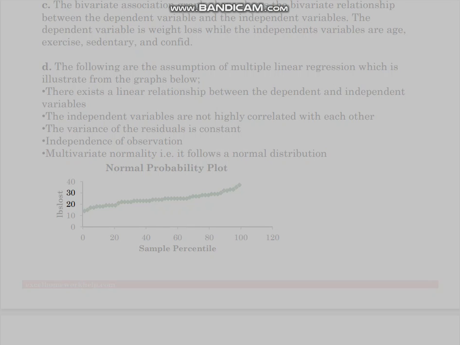0, 10, 20, 30, 40, 0, 20, 40. 60, 80 million, 100,000, 120. Oops, lost. Sample percentile. Normal probability plot. excelhomeworkhelp.com.